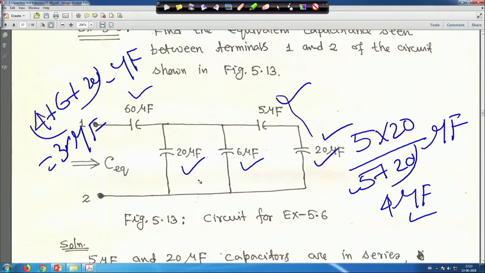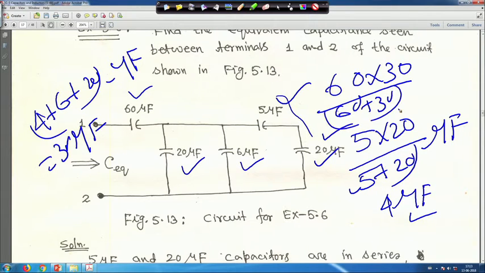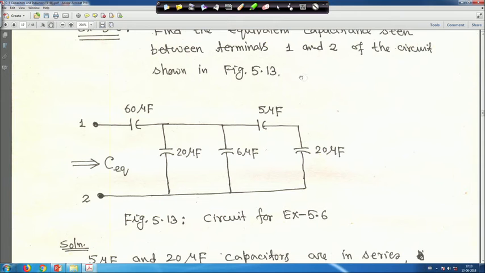So, they are in series. At that time it will be 60 into 30 by 60 plus 30, that is 90. That means the equivalent will be 20 microfarad, that will be CEQ, that will be the answer. So, a solution is there in the slide, right.